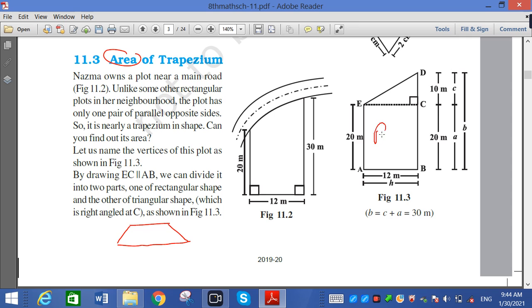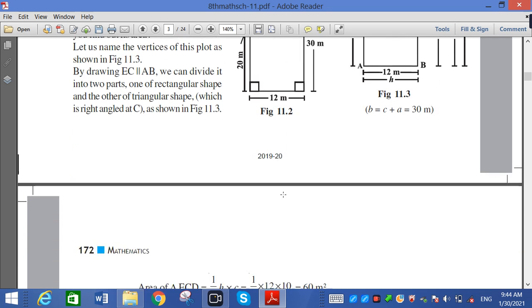Area means region. Now if you see here, it is a rectangle, here a triangle, here a rectangle, here a triangle. So we can find the area of the rectangle plus the area of the triangle to get the area of the trapezium. But we have to work two times. So today we want to discuss the formula to get the area directly.